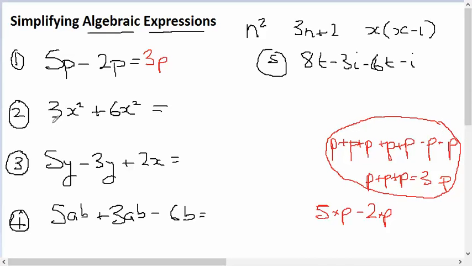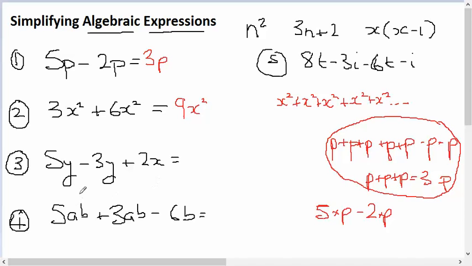Right, 3x squared plus 6x squared. Well, in the same way, we could write all of this out. We could do x squared plus x squared plus x squared for the 3x squared, plus x squared plus, and I could keep on continuing. Okay, but in total, I think you realize you're going to have 9x squared.